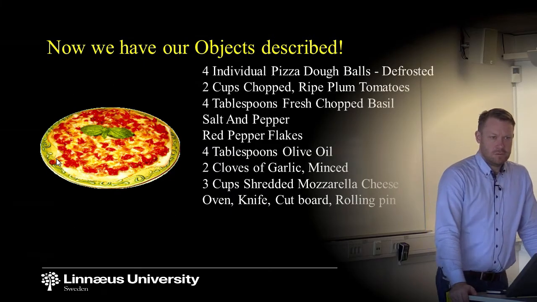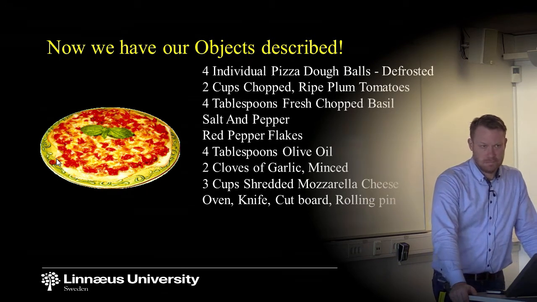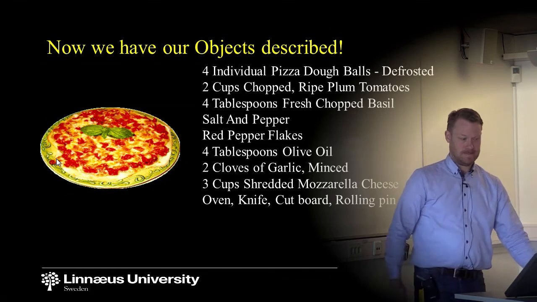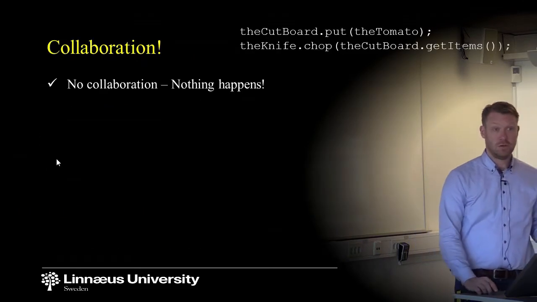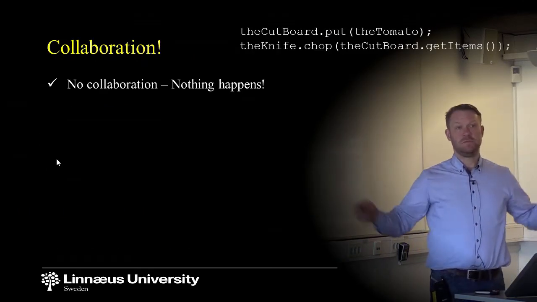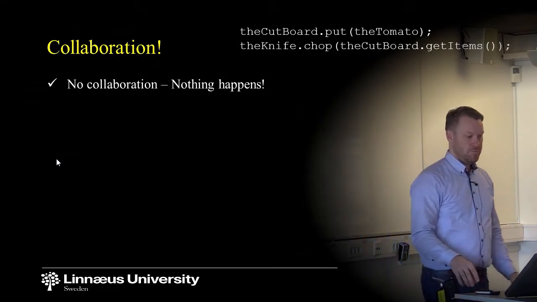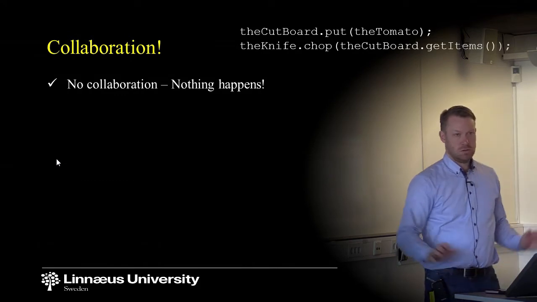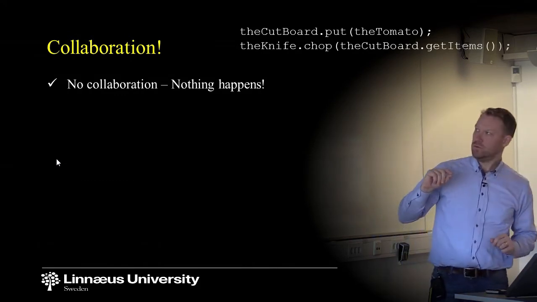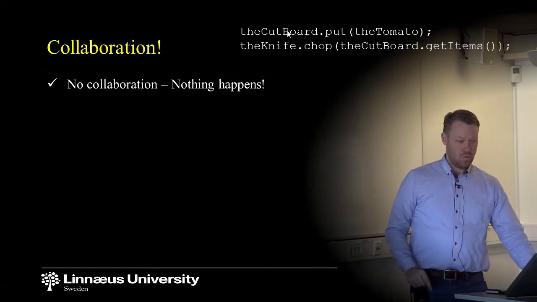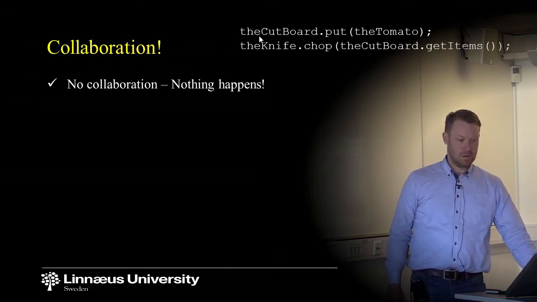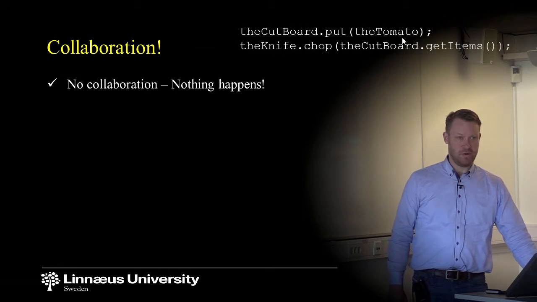So now we have the objects described as classes. What's missing here? Well, there's no collaboration. We just have the objects. And if we have no collaboration, nothing happens. And what is a collaboration? Well, you can see it up here. One object receiving the put message with this object reference as a parameter.